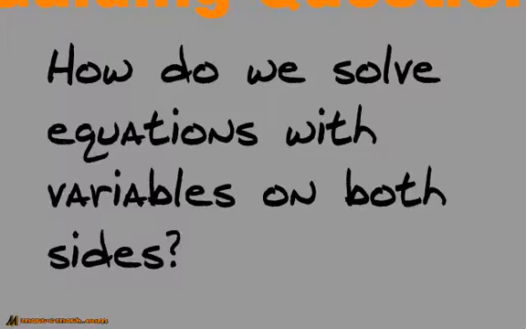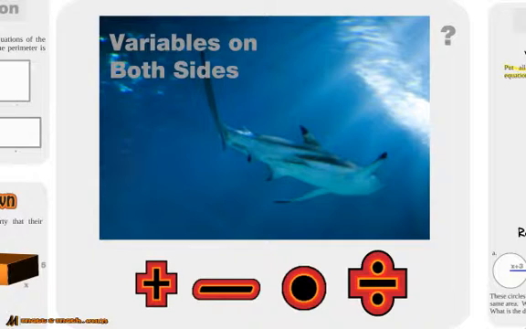So if you hear me say both sides, I mean you have an equal sign right smack dab in the middle, and you've got variables on the left and variables on the right. All right, well, variables on both sides. We're going to be adding, subtracting, multiplying, and dividing. We're going to be using SADMAP, and we're going to be talking about sharks. Nah, I just put this picture in there because it's pretty cool.